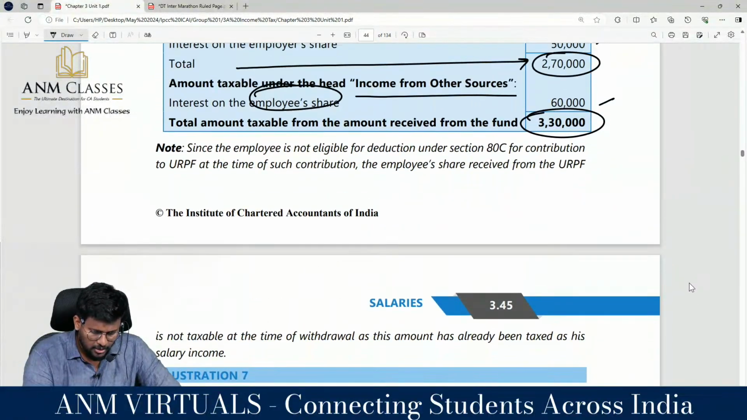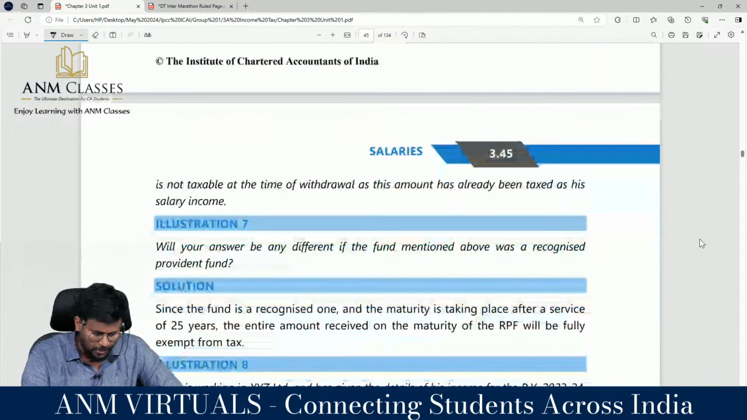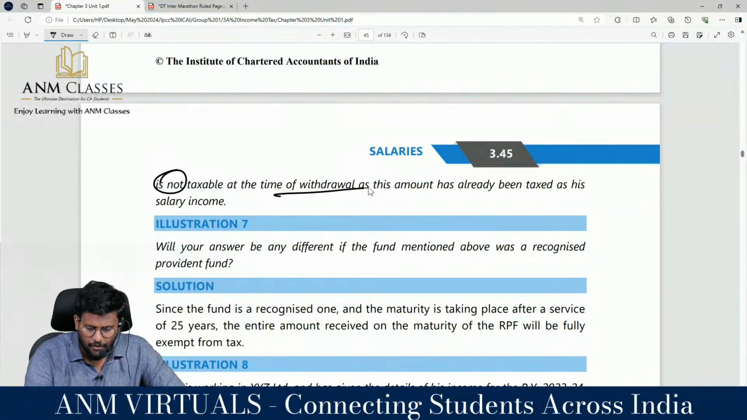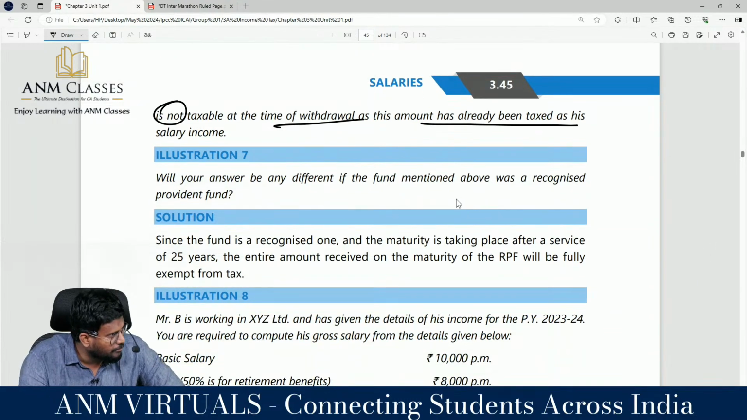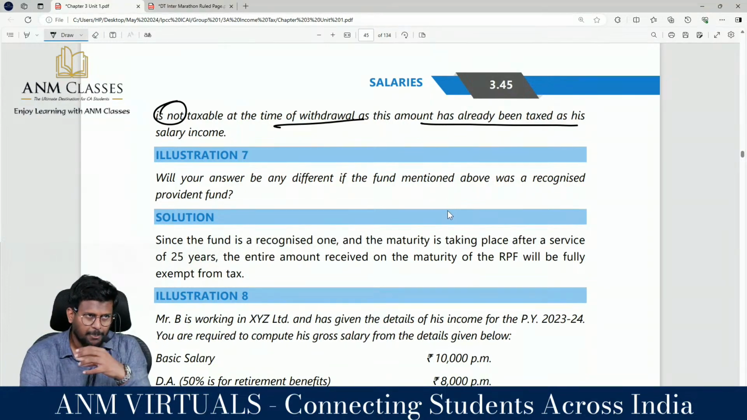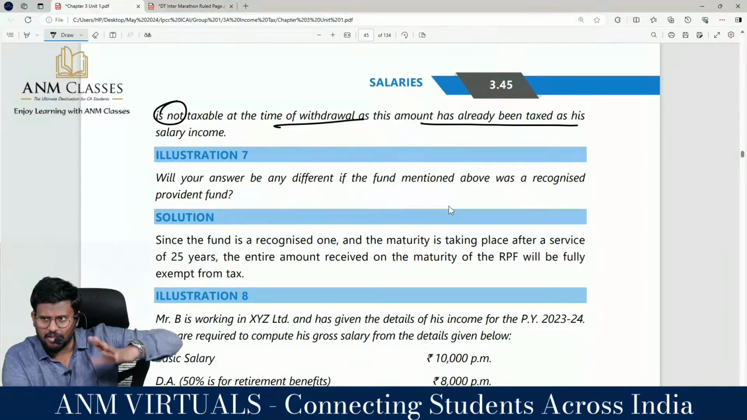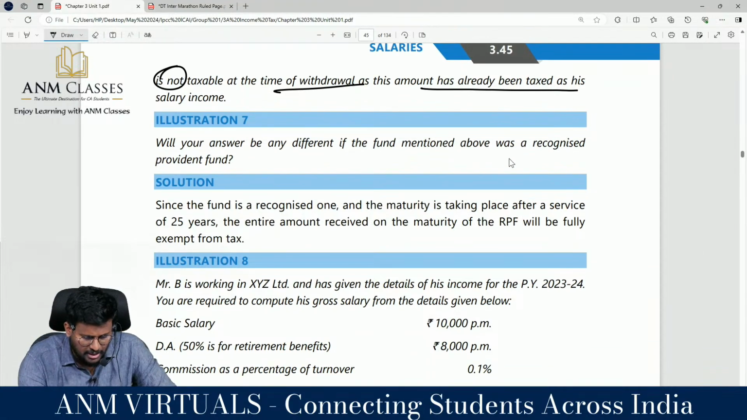3 lakh. Since the employee is not eligible for deduction under 80C for contribution to URPF at the time of contribution, the employee share received from the URPF is not taxable at the time of withdrawal, as this amount has already been taxed in the salary income. When he withdraws it now, there is no tax to pay on his own share. Will your answer be different if the fund mentioned above was a recognized provident fund?